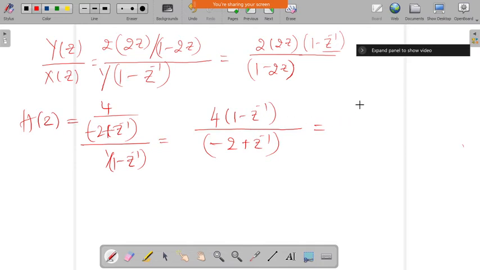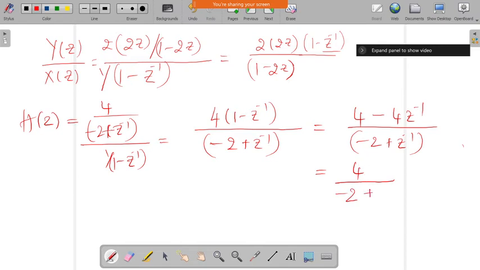Or even we can do like this: 4 minus 4 z inverse divided by minus 2 plus z inverse. So we can split both terms, that is 4 by minus 2 plus z inverse, minus 4 z inverse divided by minus 2 plus z inverse. Like this we can divide. Now we are able to find out the h of n.